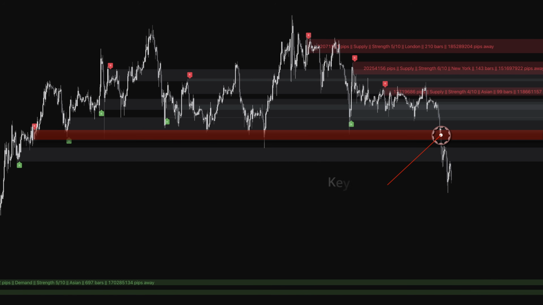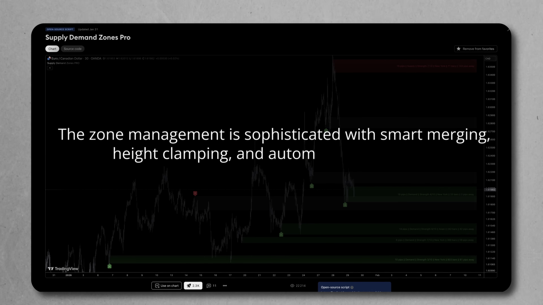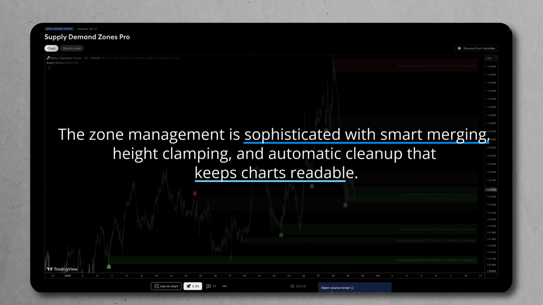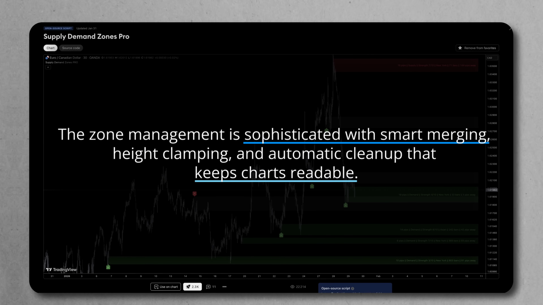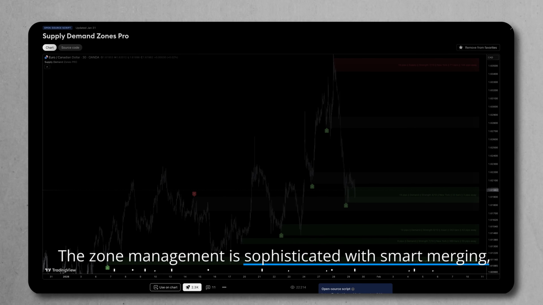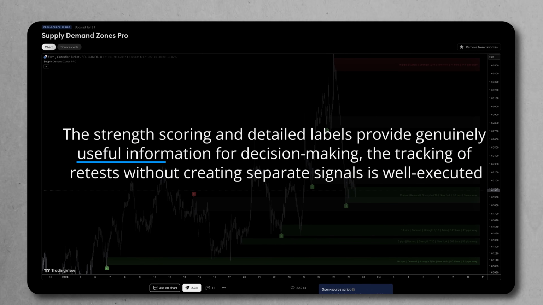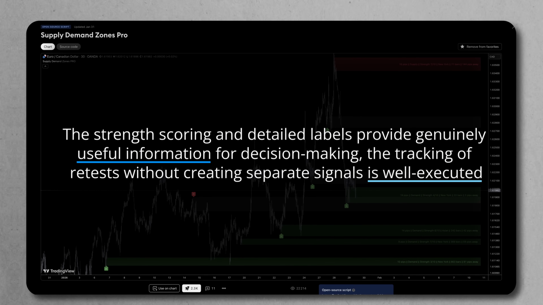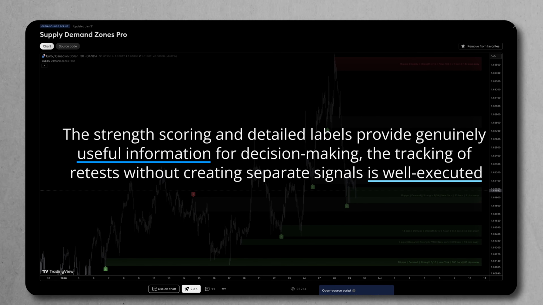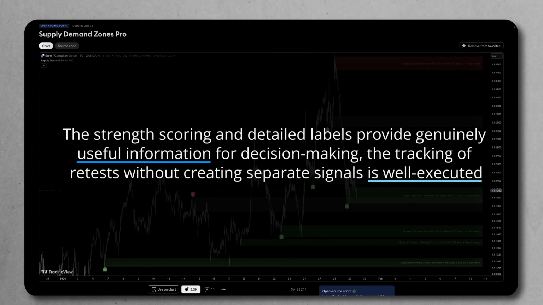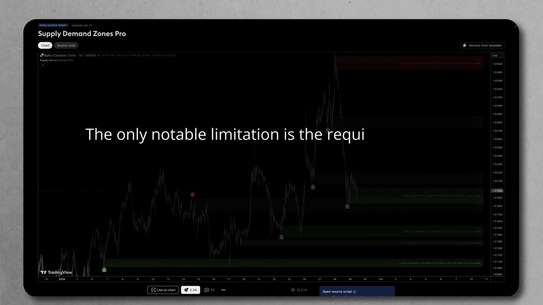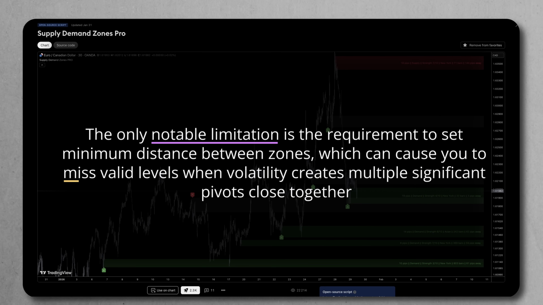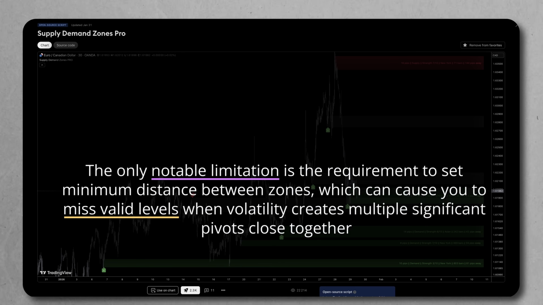inside the broken zone. The zone management is sophisticated with smart merging, height clamping, and automatic cleanup that keeps charts readable. The strength scoring and detailed labels provide genuinely useful information for decision-making. The tracking of retests without creating separate signals is well executed. The only notable limitation is the requirement to set minimum distance between zones, which can cause you to miss valid levels when volatility creates multiple significant pivots close together.